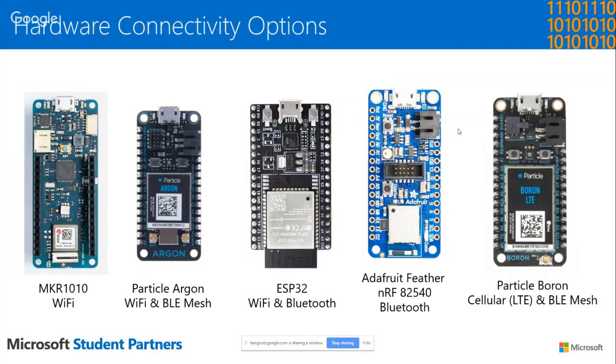On the flip side, if you're looking for just Wi-Fi applications, you can use the Particle Argon, or you can use the MKR 1010 board, or you can use the ESP32. Doesn't make too much of a difference. The main difference actually is just the interface that you're using to program it with, and the amount of documentation that you have available.